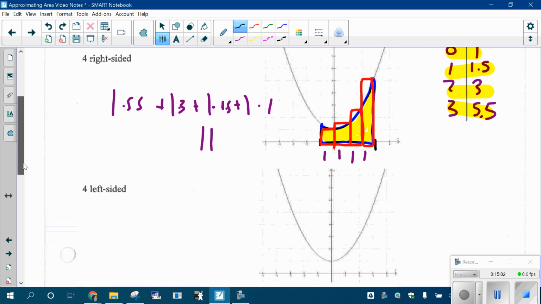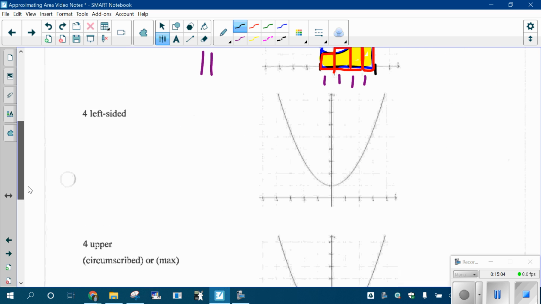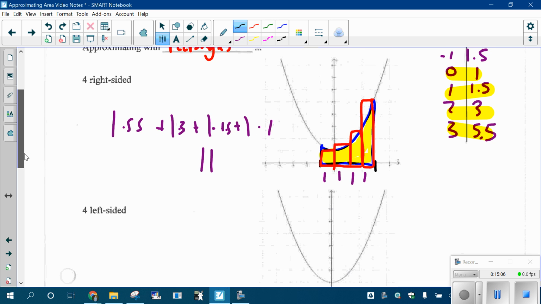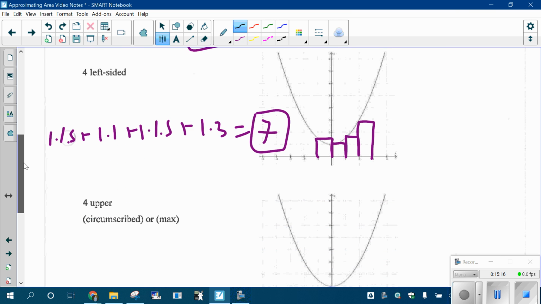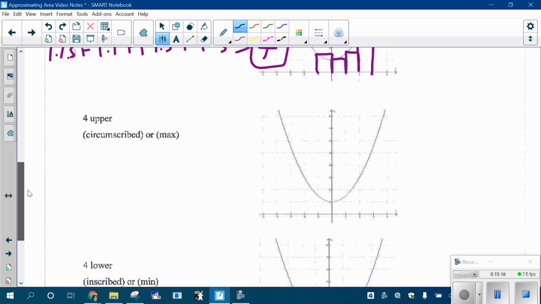Okay. Why don't you try and go ahead and do the same thing with left-sided, 4 left-hand rectangles. Okay. So using left-hand rectangles, you should have gotten an approximation of 7. Again, because we're not using that many rectangles, these aren't very good approximations. Alternatively, they could tell you to use upper rectangles.